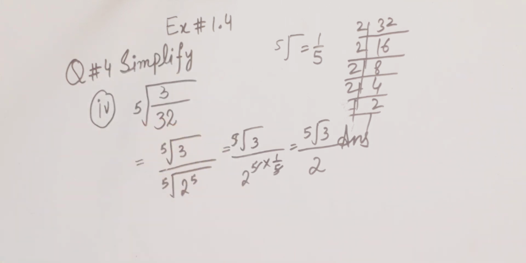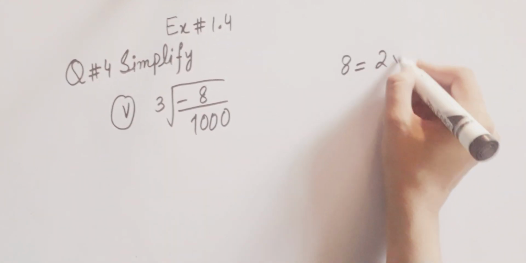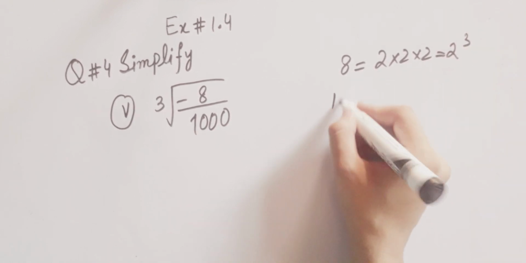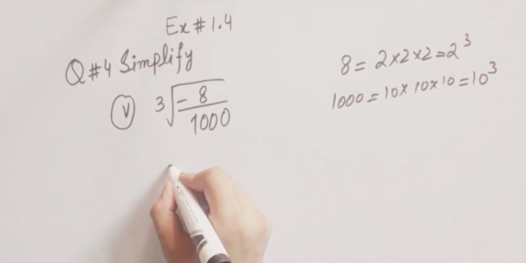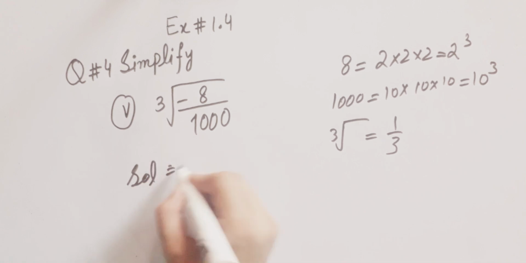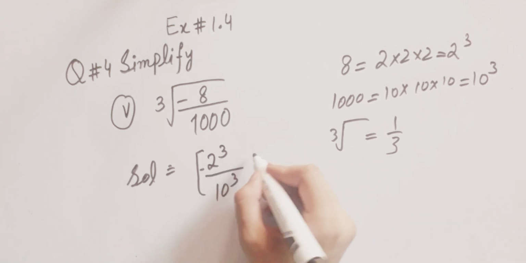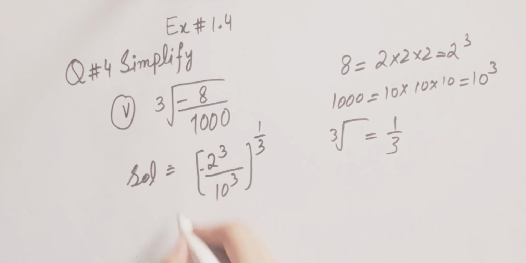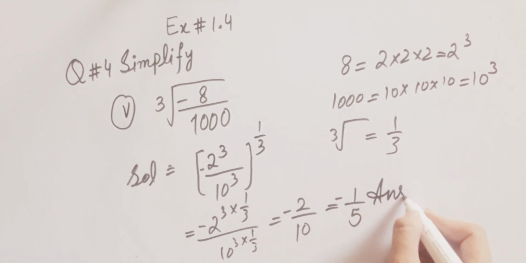Now we will do the 5th part. So the 5th part is the cube root of minus 8 by 1000. 8 is equal to 2 multiply 2 multiply 2, which is equal to 2 power 3, and 1000 is equal to 10 multiply 10 multiply 10, which is equal to 10 power 3. We will apply this here, and the cube root is equal to power 1 by 3. Just write 2 power 3 and 10 power 3 in place of this, and the whole power is 1 by 3. Now 2 power 3 multiplied by 1 by 3 by 10 power 3 multiplied by 1 by 3. We have 2 by 10. By cutting this, we have 1 by 5. This is the answer of this question.